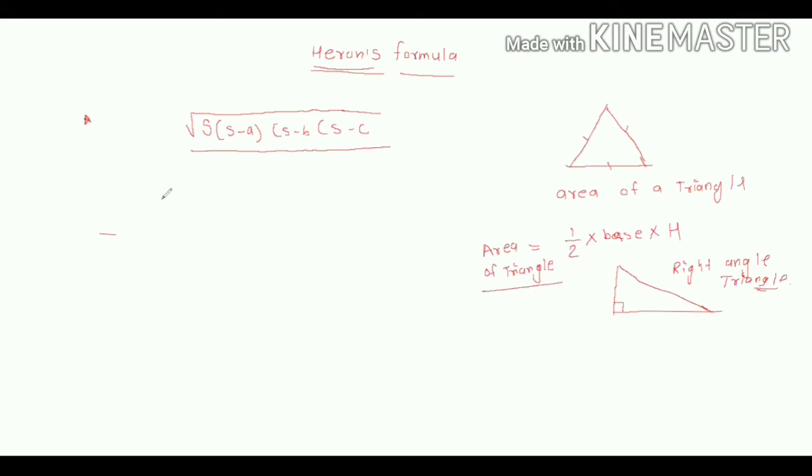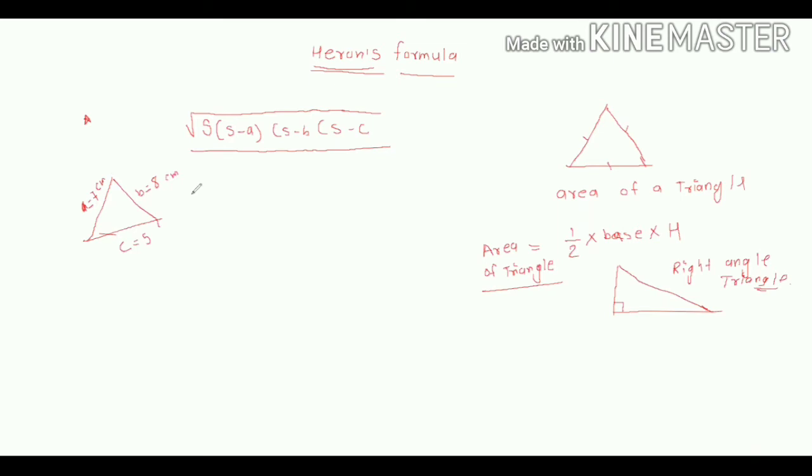So I will take one example. Suppose we have this triangle, and this is A, this is B, this is C. Suppose A is equal to 7, B is equal to 8, and C is equal to 5. This is the measure of the sides of this triangle, and suppose this is in centimeters.